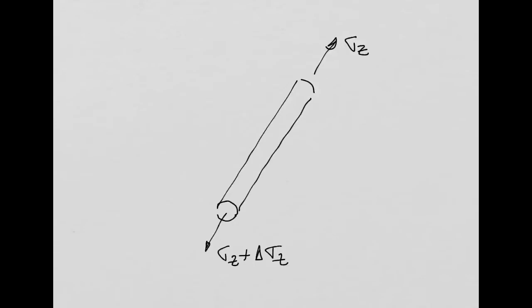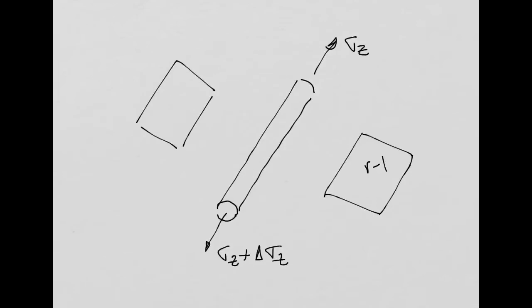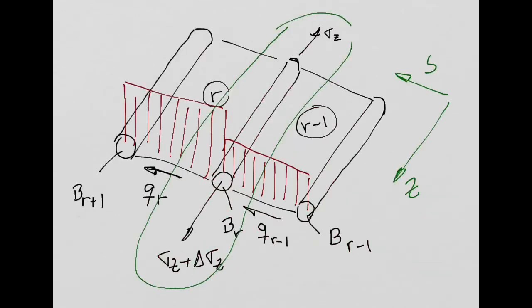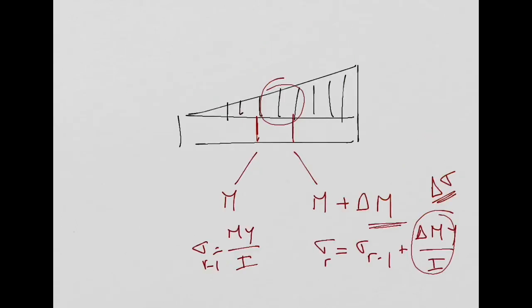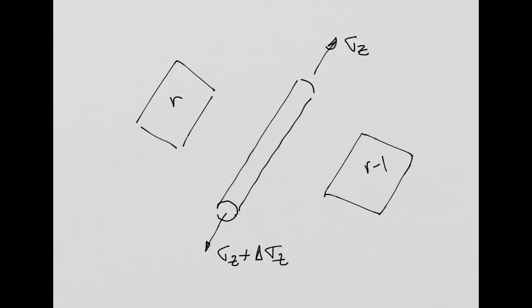which are the skins, right? Skin R minus 1 and skin R. I'm going to draw them here a bit smaller. So this is my skin R minus 1, and here I will have my skin R. Okay? These skins are connected to this boom in the middle. And in skin R minus 1, I will have this shear flow that I'm going to represent here. This is QR minus 1.